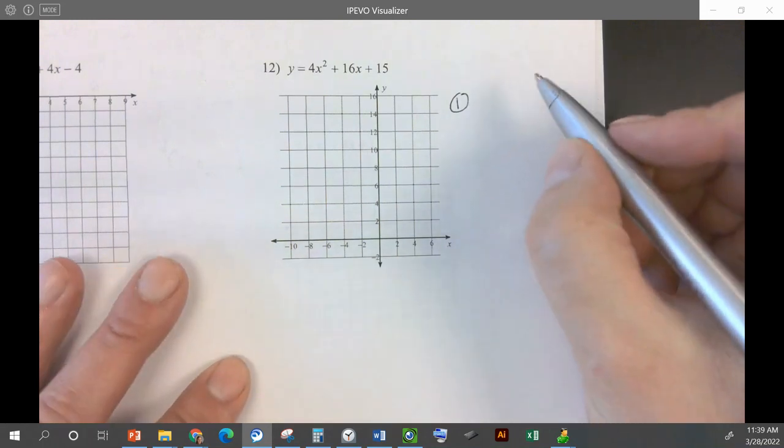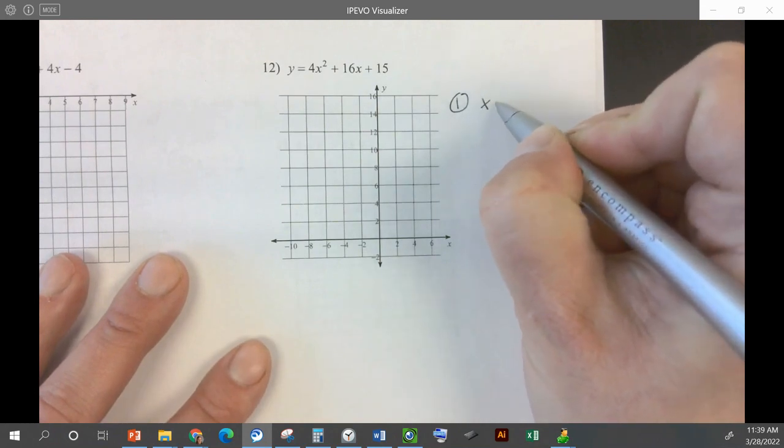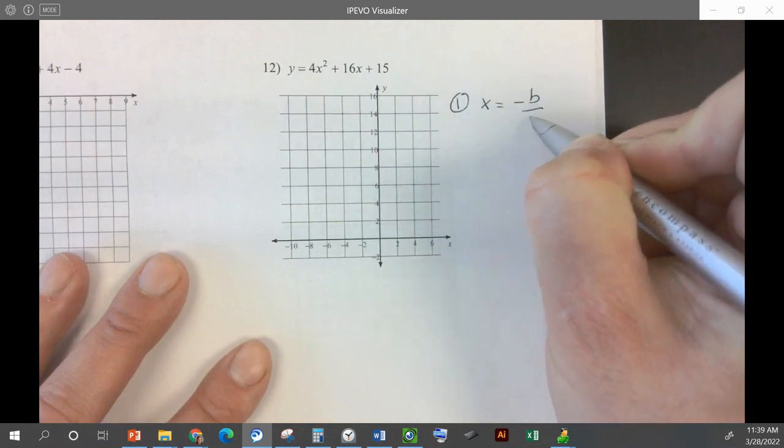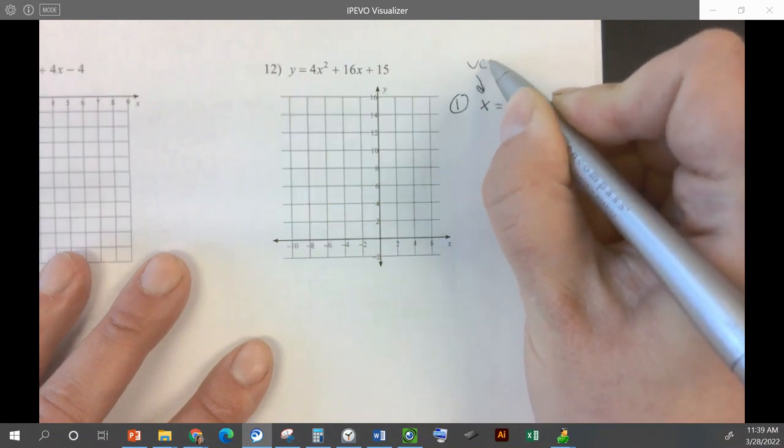Okay, so we're going to find the line of symmetry. We're going to find what is x. Good. So what is x? And x is negative b over 2 times a. This is our x coordinate of our vertex.